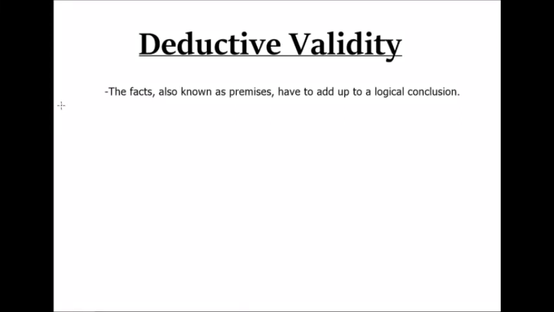Deductive validity. The facts, also known as premises, have to add up to a logical conclusion. So the premises make the path for the conclusion to be valid, per se. So you might have a bunch of facts, and you'd be like, alright, well, here's fact 1. It's kind of like math, 1 plus 1 equals 2 sort of scenario. It's kind of like something like that.